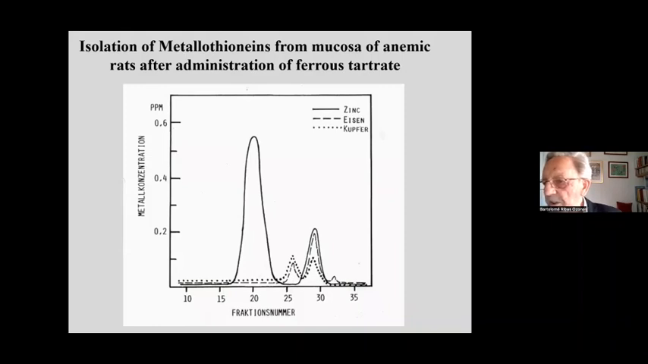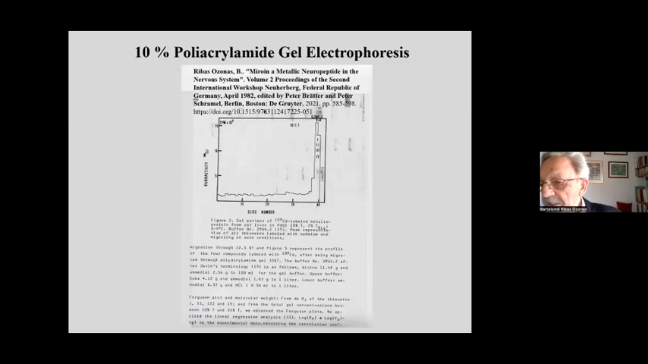Zinc metallothionein alone appears also in fraction 20 and also in 30 with iron, copper, determined by atomic absorption spectrophotometry. And two peaks of iron metallothionein. It is seen at the end, on the right. In the next figure, the separation of metallothionein isoforms by 10% polyacrylamide gel electrophoresis, all of them in the unique peak because it's very low percentage with no separation.